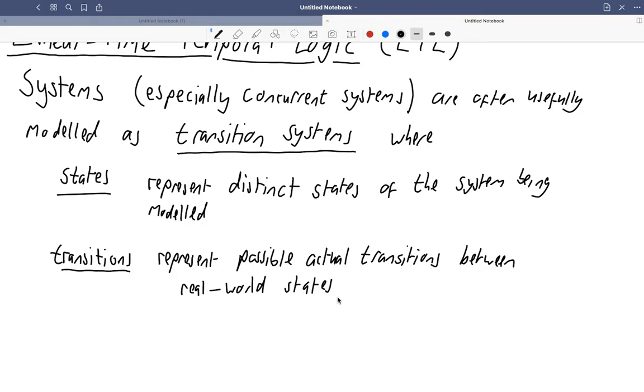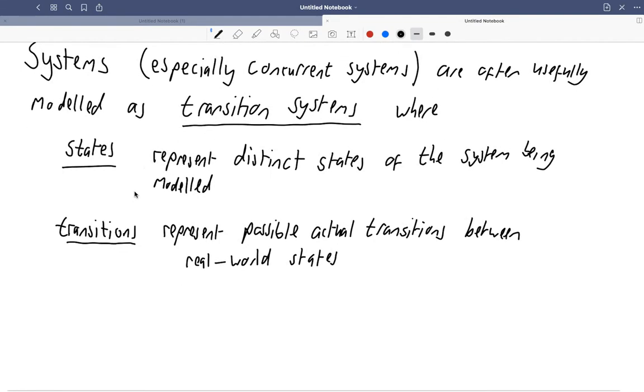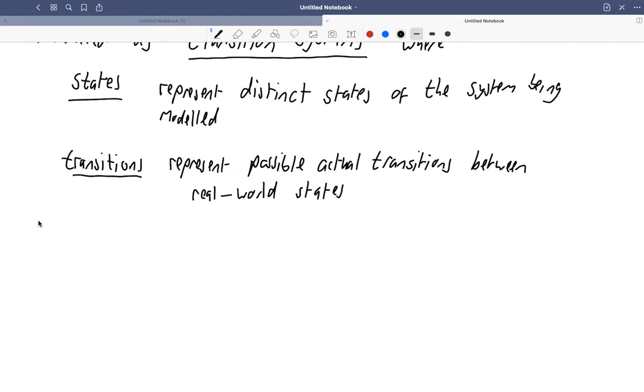But really, the basic idea is that you're modelling the system as a whole as its collection of states it can be in, and the possible transitions that it can take from one state to another state. And in addition to states and transitions, we might have a bit more information. We may have a number of basic properties that may hold at states.